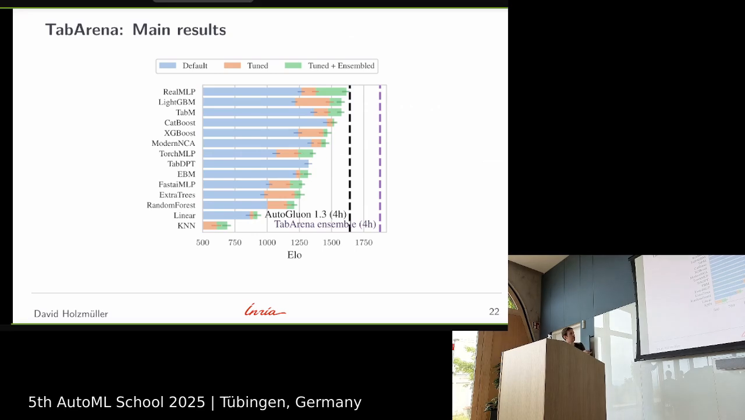And we can also see here our portfolio across all the methods in this benchmark. And you can see this portfolio is a lot better than all of the methods. And it's also a lot better than the state-of-the-art AutoML method. So we will see actually AutoGluon improve a lot in the next version because it's going to use something like this portfolio.